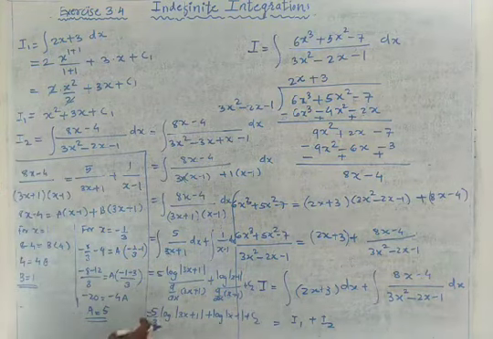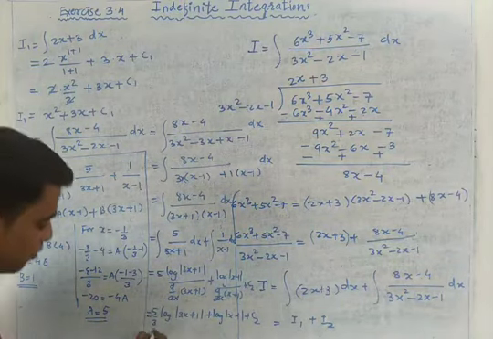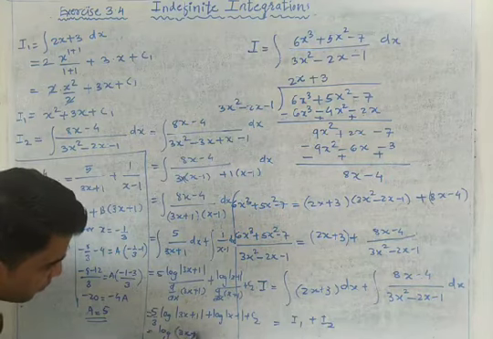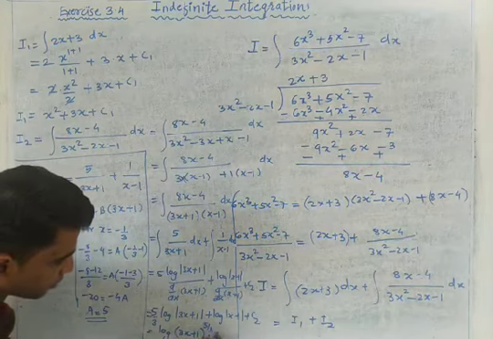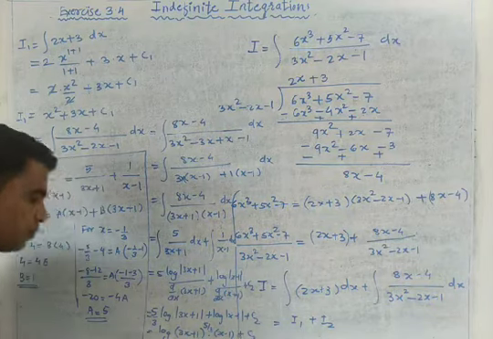Okay, now simply take the power 5 by 3 as a power of 3x plus 1, and the addition we make common, so we will get log of 3x plus 1 raised to 5 by 3 into x minus 1 plus c2.